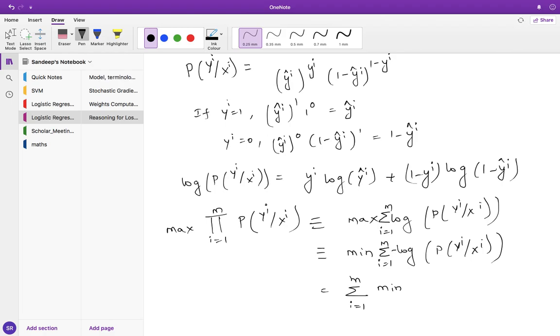So we minimize minus log of probability of yi given xi. This is the reasoning, and we individually use it, and later we can sum it up for all the values. So these are the four parts of logistic regression.